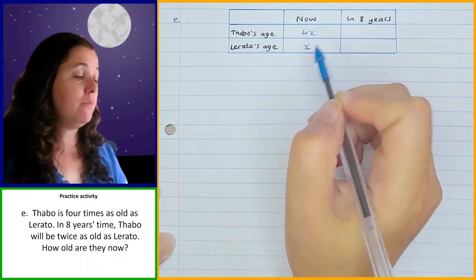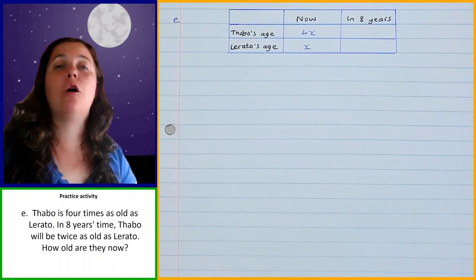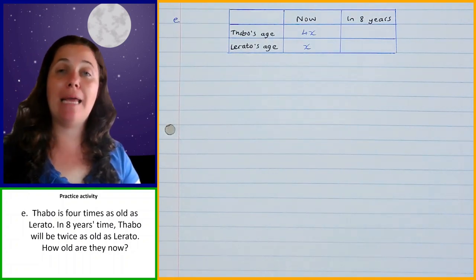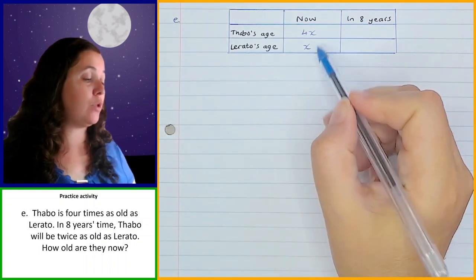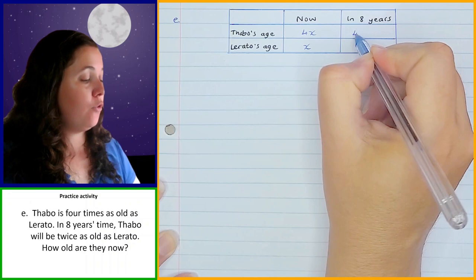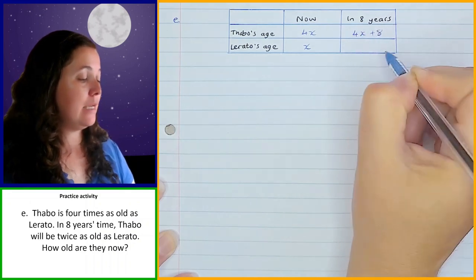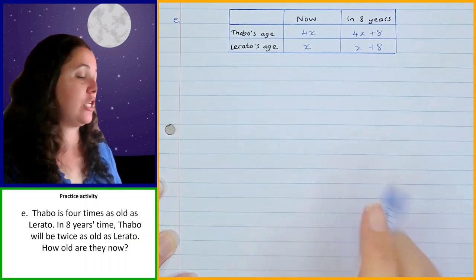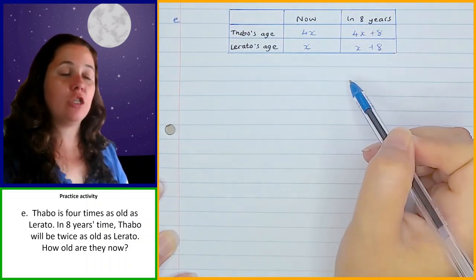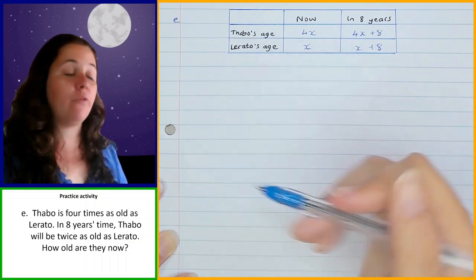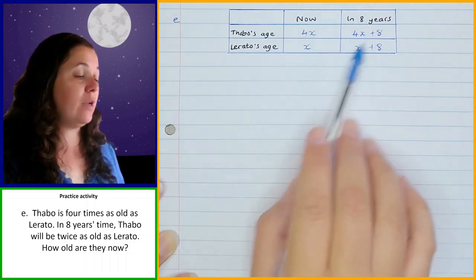4 times x. Then, how do we know how old somebody's going to be in 8 years' time? We take the age now, and we add 8 to it. So I'm going to do that with both of them. So in 8 years' time, Thabo will be 4x plus 8, and Lerato will be x plus 8. Okay, so now that I've got that information, you hopefully would have got that information, just not necessarily in the form of a table.